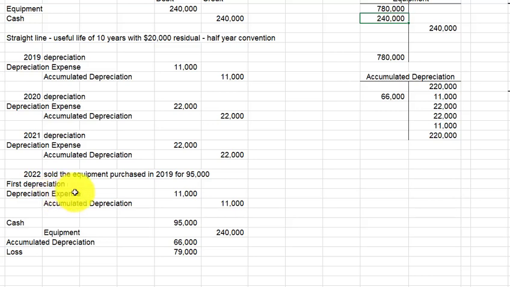So we just do the same as we did in the first year. Well, that was a half year. Now we're assuming a half year again. And we're going to credit accumulated depreciation, debit depreciation expense.